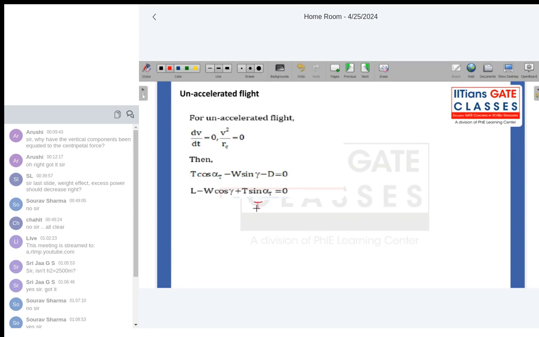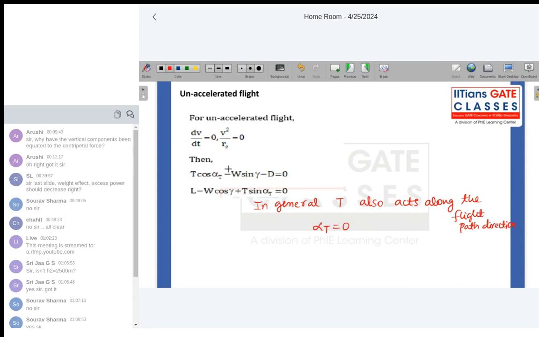In general, thrust acts along the engine center line. Sorry, it acts along the flight path direction. In very rare cases, it is slightly at an angle alpha t to the flight path direction. So when the thrust is acting along the flight path direction, alpha t will become 0.